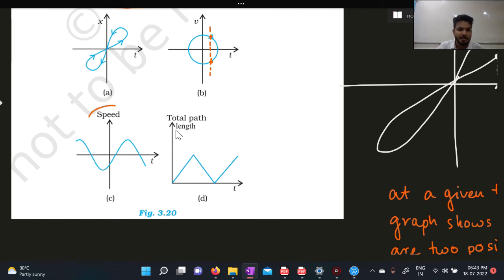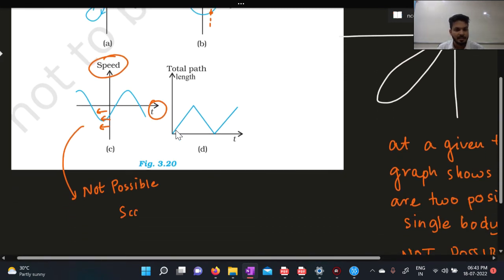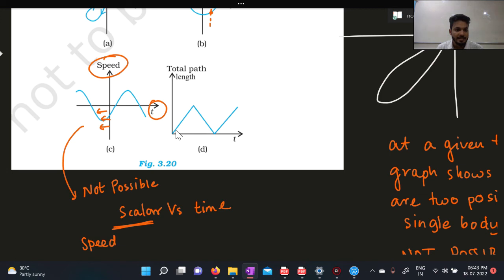The third graph is a graph between speed and time, and we see at some locations the value of speed is negative. So again, this graph is not possible. The reason is different. This is not possible because this is a graph of a scalar quantity versus time. Speed is never negative. Speed can only be positive. Velocity can be negative because the negative sign will represent the direction. But speed is a scalar quantity. There is no way speed is going to be negative. So this graph is not possible because it goes below the x-axis, which means it is giving me some negative values of speed. The last graph is a graph between length and time.